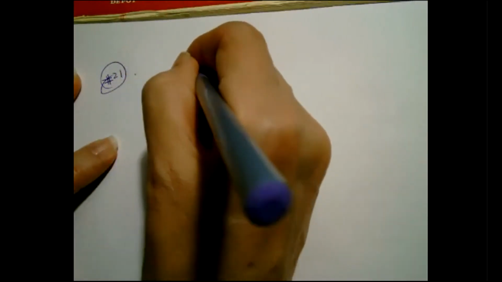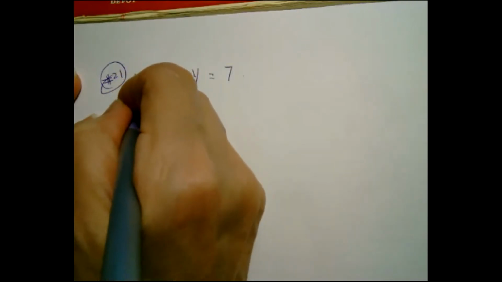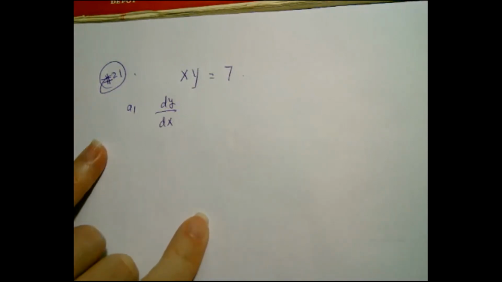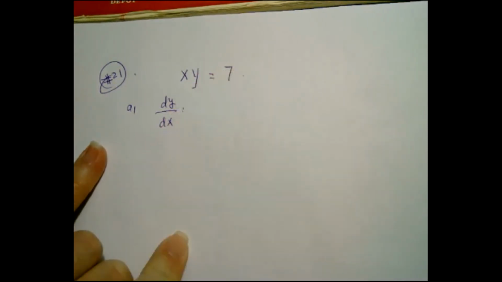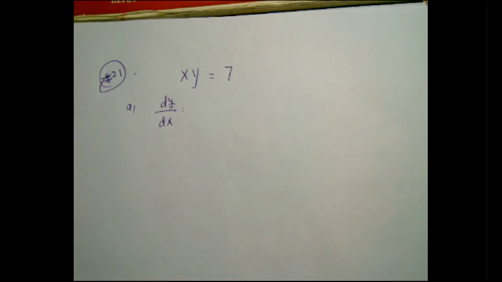Okay, that's not a hard one. xy equal to 7. And the first question is we need to find dy/dx. And the second question, the slope. All right, so dy/dx, I give you 1 minute to do that quickly, because I would like to do some harder one.